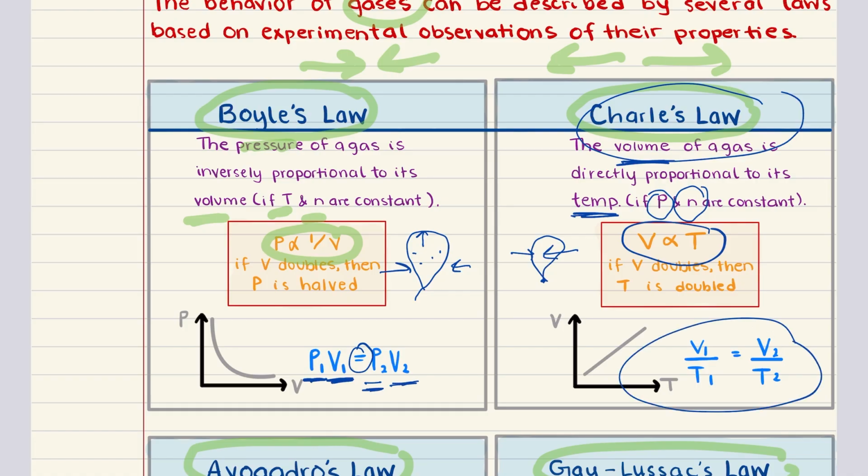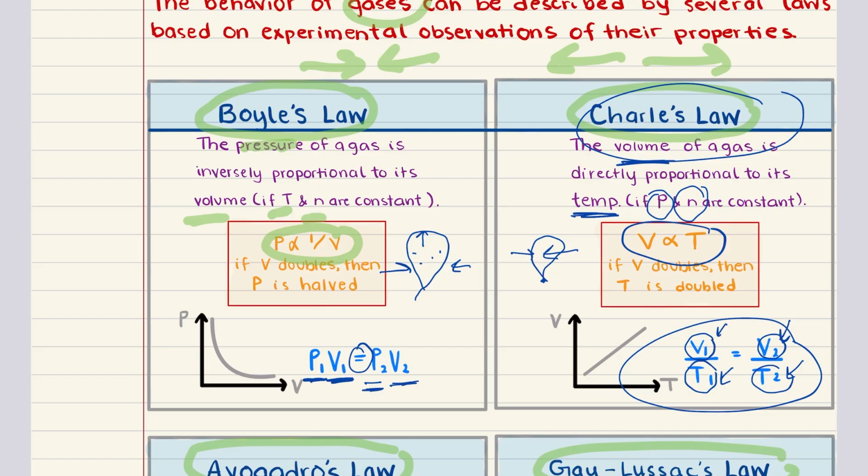This relationship is expressed mathematically as V1/T1 = V2/T2. This is telling us that the initial volume divided by the initial temperature is equal to the final volume divided by the final temperature. One important thing to remember is that temperature must always be measured in Kelvin when you're using gas law equations.